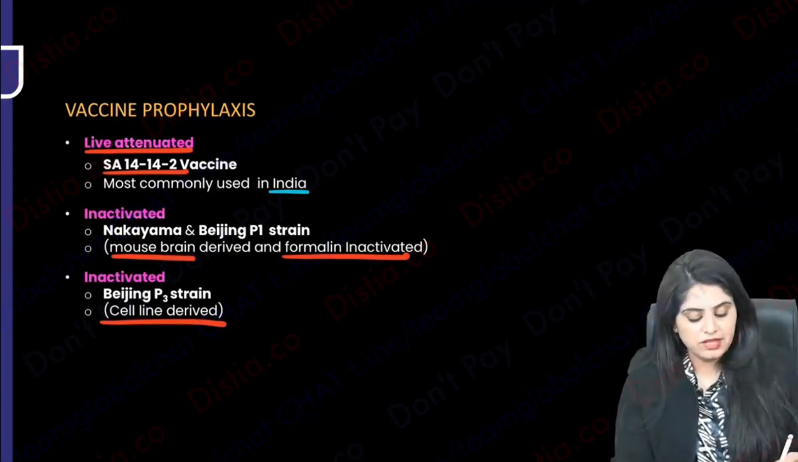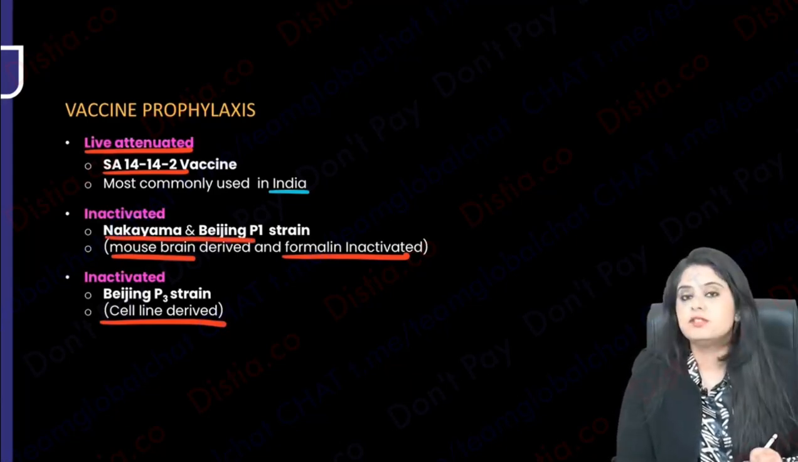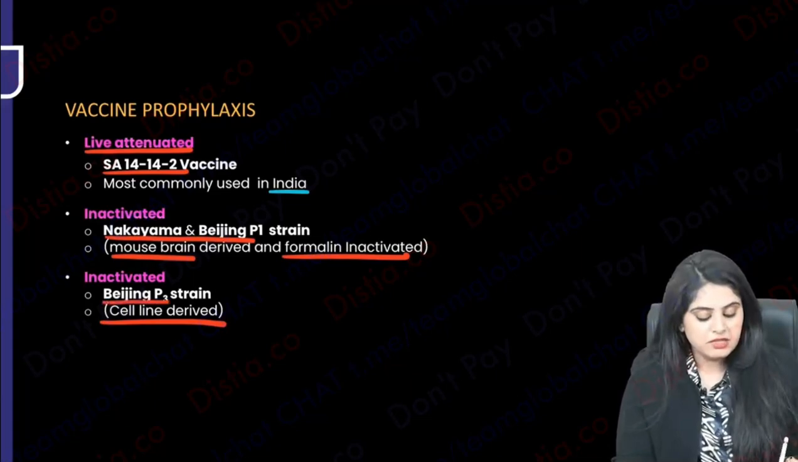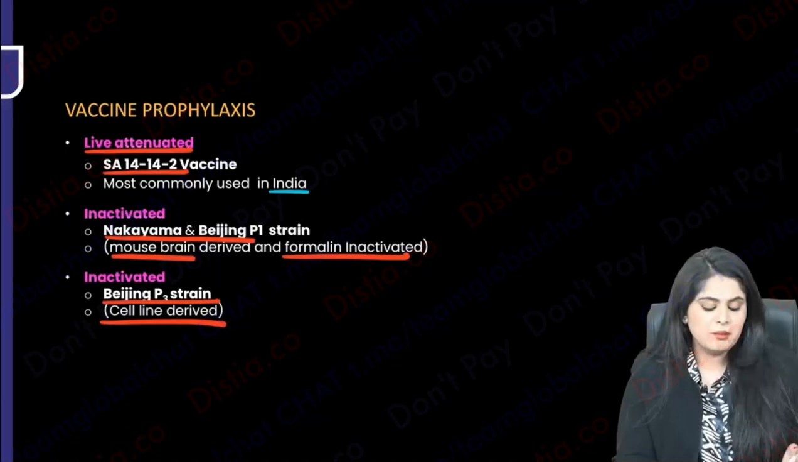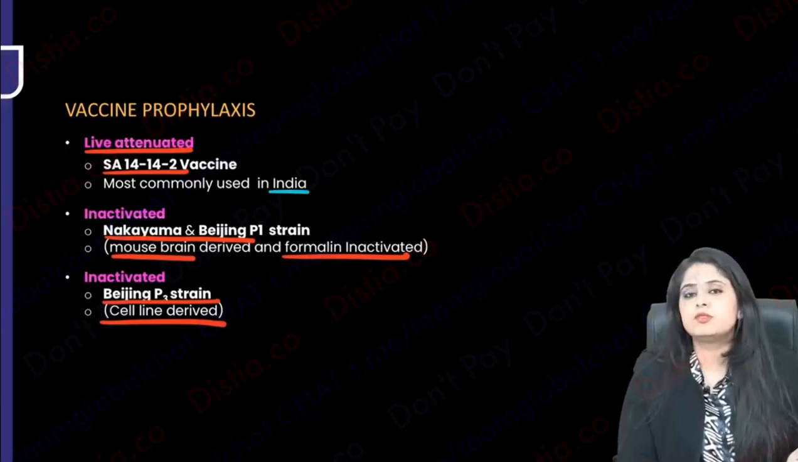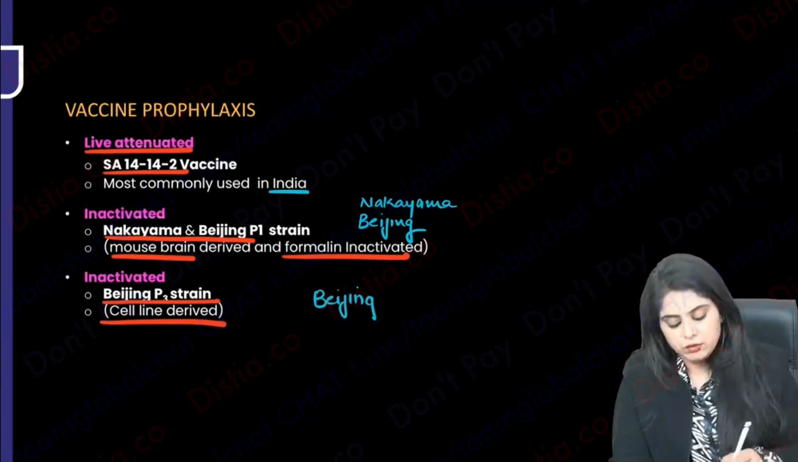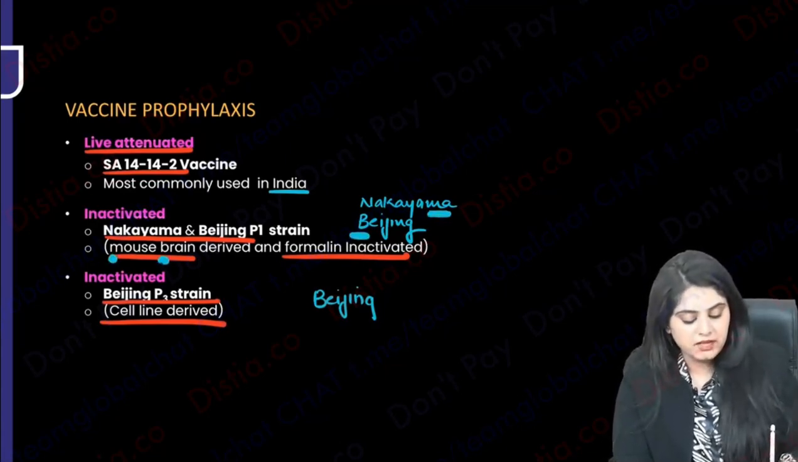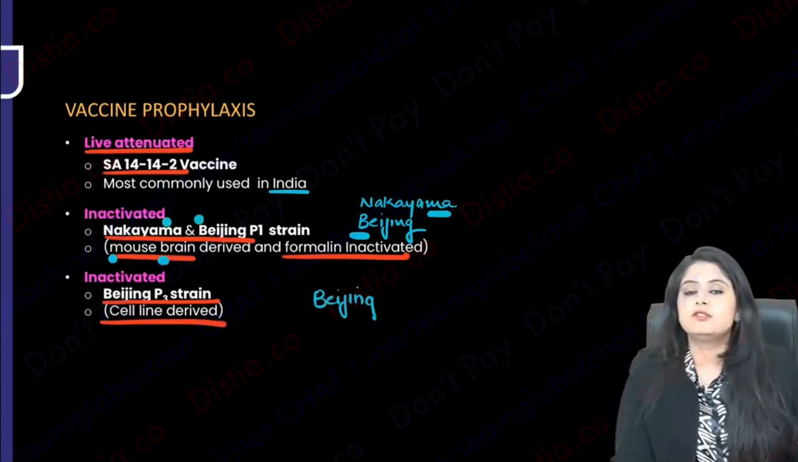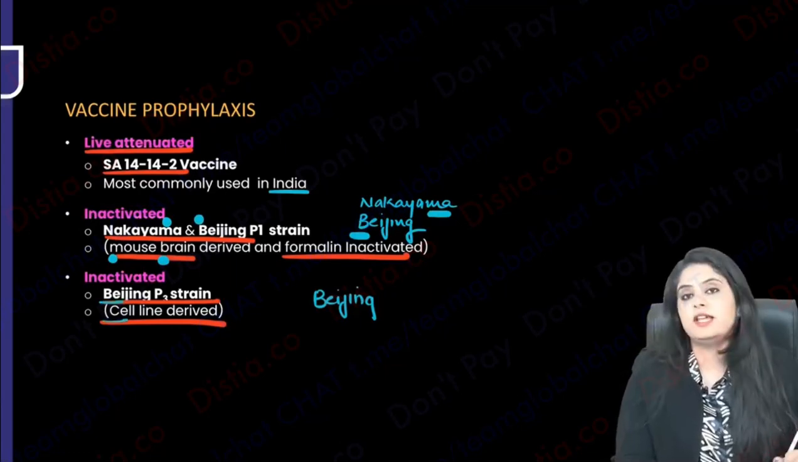Mouse brain derived is known as the Nakayama and Beijing's P1 strain, whereas Beijing P3 strain is going to be cell derived. You might not want to know exactly which is mouse derived, but I can give you a mnemonic. When I'm saying Nakayama and Beijing, versus when I'm only saying Beijing, which of them is going to be the mouse brain? Mouse brain wala is Nakayama and Beijing strain, and only Beijing P3 strain is cell line derived.